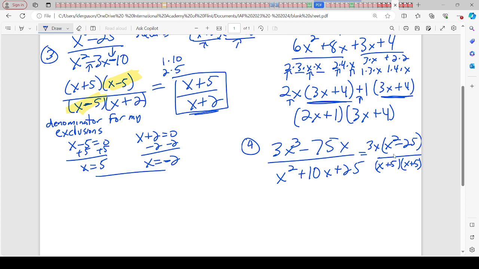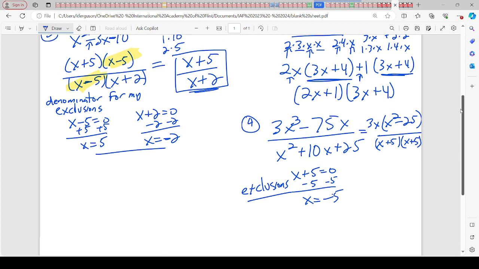So what are my exclusions? I've got x plus 5 and x plus 5. So x plus 5 equals 0. Subtract 5 from both sides and get x equals negative 5. Well, just because it's there twice, it doesn't matter. I don't have to write it twice. So my exclusions: x cannot equal negative 5.